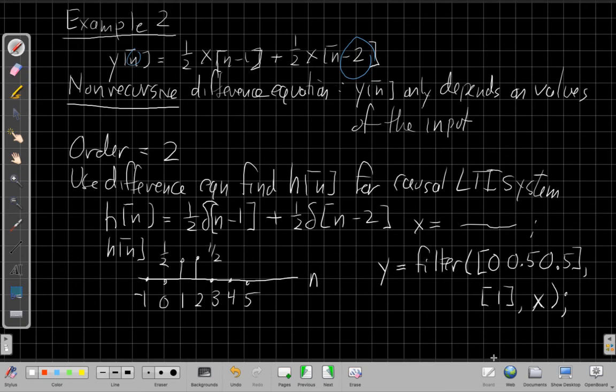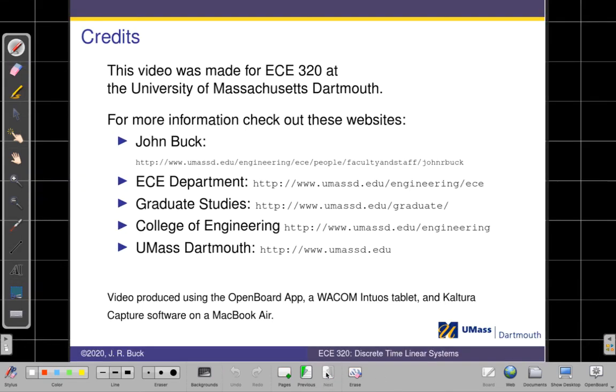All right, so that's plenty long enough for this video. We'll stop here, having shown two examples of applying difference equations, and the next video we'll move on to the idea of block diagrams, a graphical language for thinking about how difference equations can be implemented.